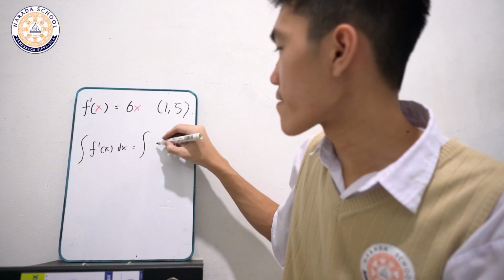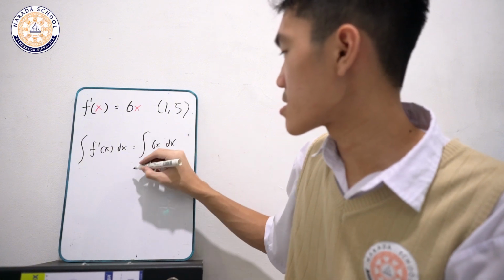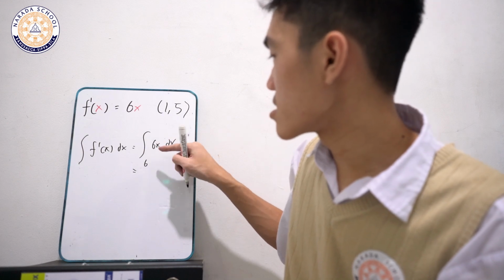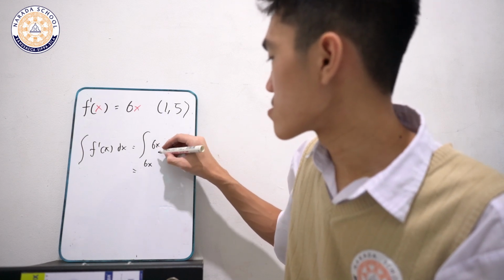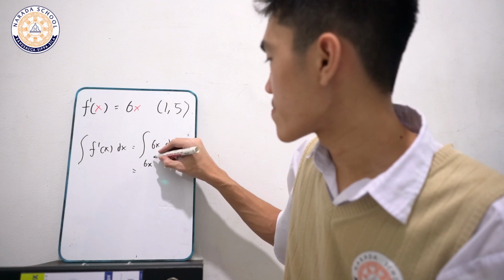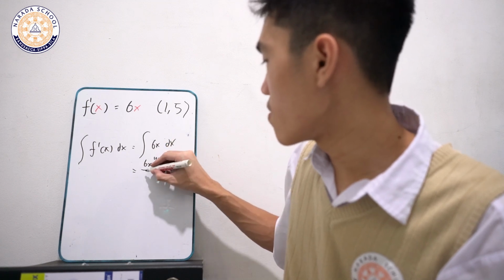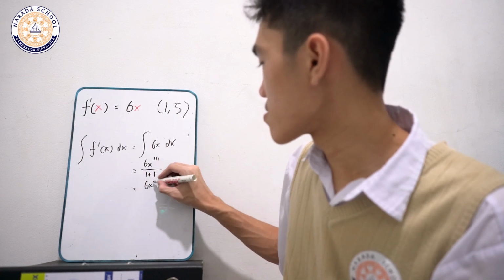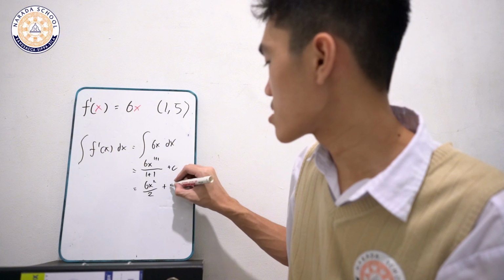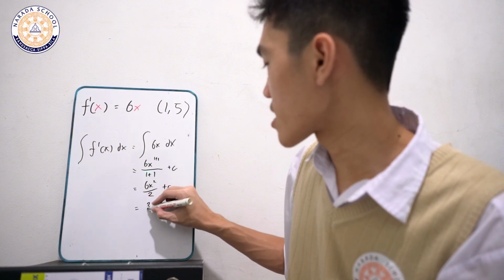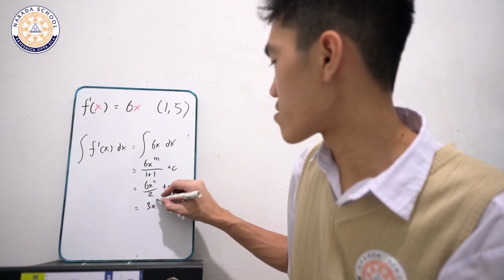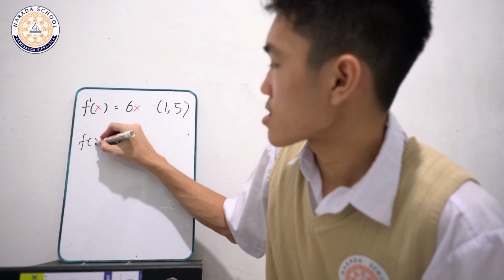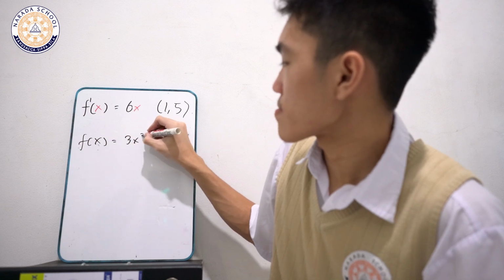So it's the integral of 6x dx. And using the power rule, we can find that the integral of 6x is equal to 6x to the power of 1 plus 1 over 1 plus 1 plus c. And that will go to 6x to the power of 2 over 2 plus c. And we'll end up with 3x to the power of 2 plus c. So now we know that f of x is equal to 3x squared plus c.